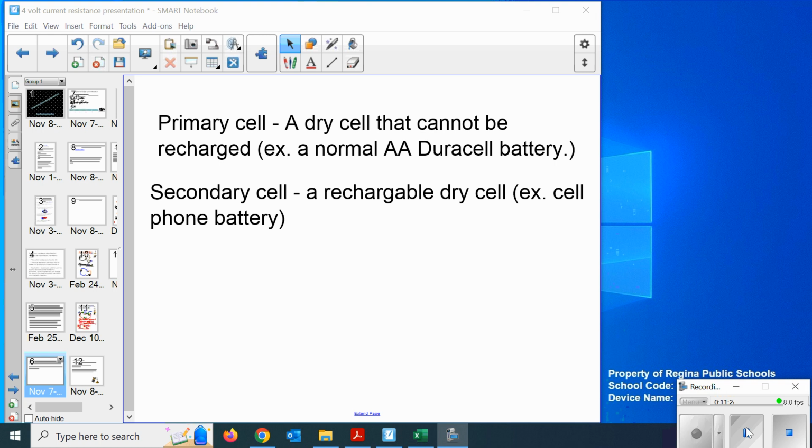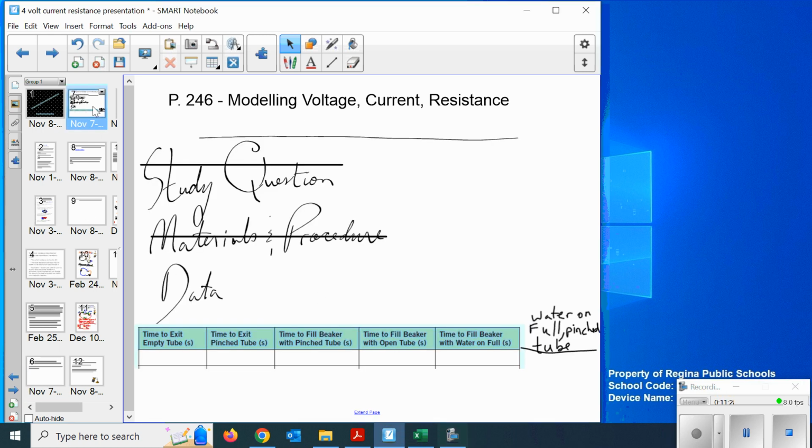Okay, as mentioned, from the textbook we're not doing the full thing. All you're going to write down is the title at the top, page 246, Modeling Voltage, Current, Resistance. You're not going to turn to page 246 because I'm just going to put it on the board here. So, study question, materials, procedure, you don't need that. That's why I put a line through it. You're just going to collect data.